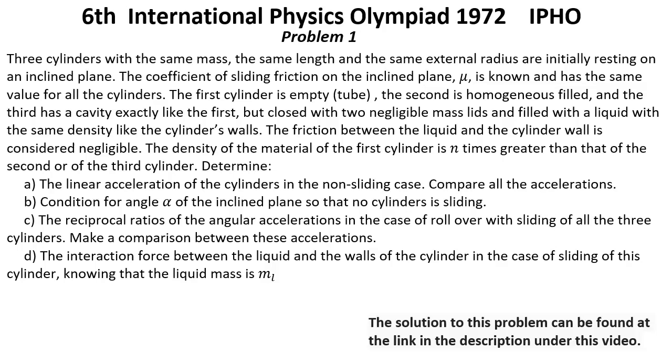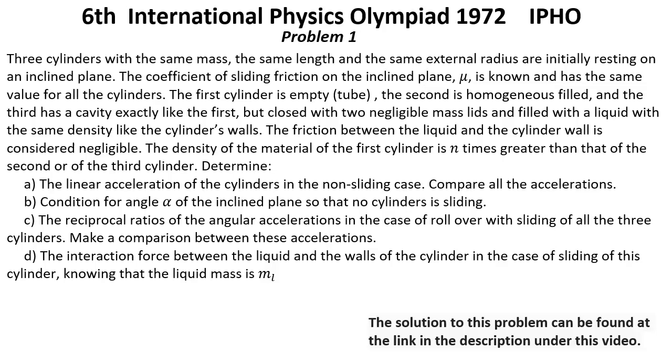The friction between the liquid and the cylinder wall is considered negligible. The density of the material of the first cylinder is n times greater than that of the second or of the third cylinder. Determine A.